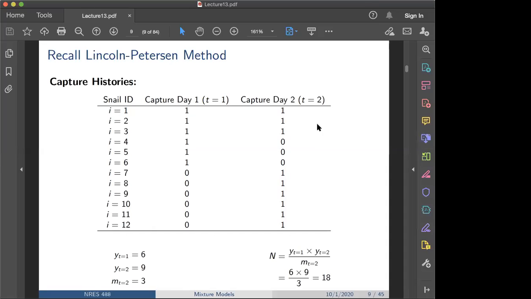So here are the calculations associated with that. y of t1 equals 6, y of t2 equals 9 because we had 9 animals captured in our second event. There were 3 animals that were recaptured. Those are these 3 here because they were also captured in this first event. And with those numbers, we can get an estimate of 18. And of course, our estimate is just an estimate. We don't know it exactly, so we want to put some uncertainty around that, and we can use that variance equation to estimate our 95% confidence intervals.